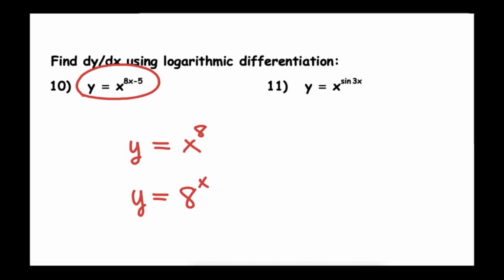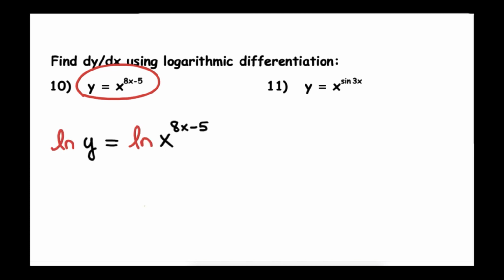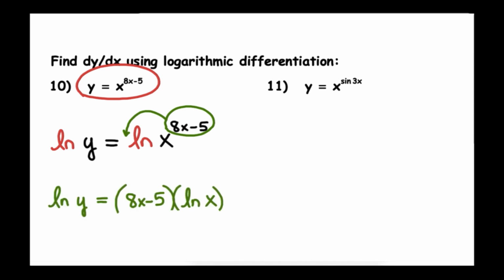So we're about to take the natural log of both sides. The reason that we want to take the natural log of both sides is, again, the 8x minus 5 needs to come down. And how do you get it to come down? We use the power law. The 8x minus 5 just drops down, just like somebody's cat falling out of a tree. Hits the ground. Safely, of course. And now we have this.